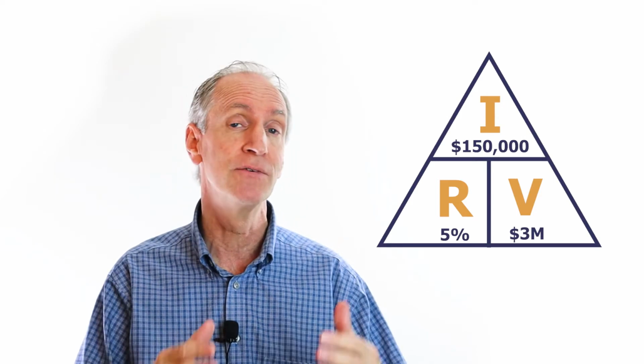Let's look at an example. An apartment building with a net operating income of $150,000 recently sold for $3 million. With these two numbers, I can determine what the cap rate is. $150,000 divided by $3 million equals 5%. Now, if I know that the prevailing cap rate is 5% and my building has a net operating income of $150,000, I can take the $150,000, divide by the prevailing cap rate of 5%, and determine that my building is probably worth about $3 million.